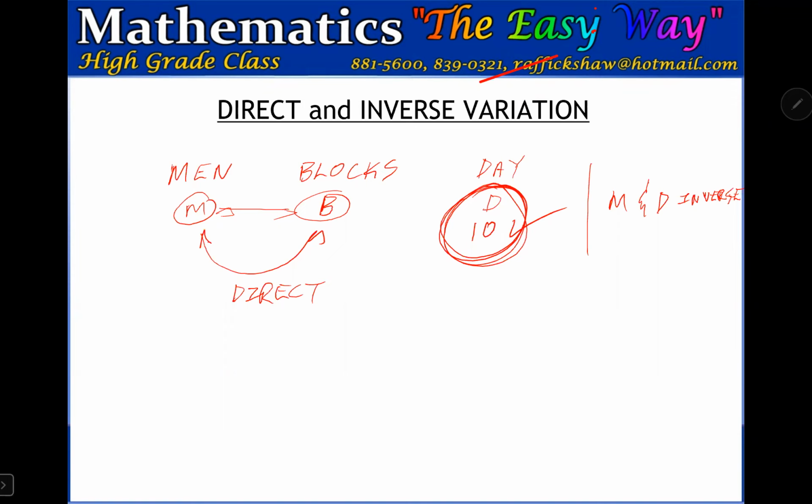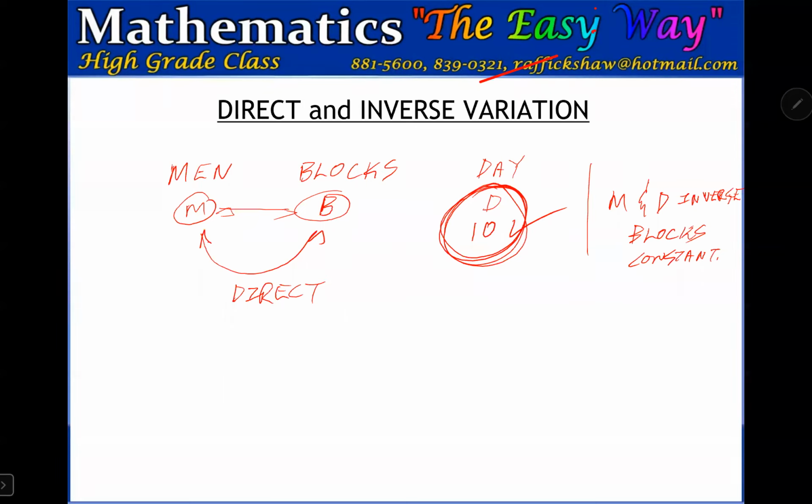Right? When I keep the number of blocks constant, when the number of blocks was constant, I wanted to reach 100 blocks. Then the men and the days had an inverse variation, because if I increase the men, it's going to take less days to make that same number of blocks. While if I decrease the men, I'm taking more days, and if I increase the men, I'm taking less days. So in that case, the men and the days would have an inverse variation, and you can set up a mathematical formula. So basically, that is what is happening in inverse and direct variation.